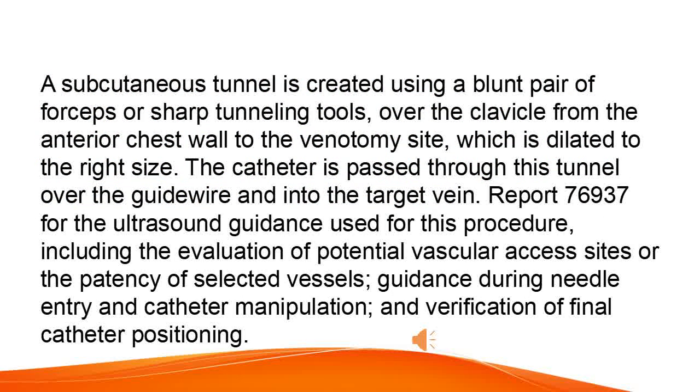A subcutaneous tunnel is created using a blunt pair of forceps or sharp tunneling tools, over the clavicle from the anterior chest wall to the venotomy site, which is dilated to the right size. The catheter is passed through this tunnel over the guide wire and into the target vein. Report 76937 for the ultrasound guidance used for this procedure, including the evaluation of potential vascular access sites or the patency of selected vessels, guidance during needle entry and catheter manipulation, and verification of final catheter positioning.